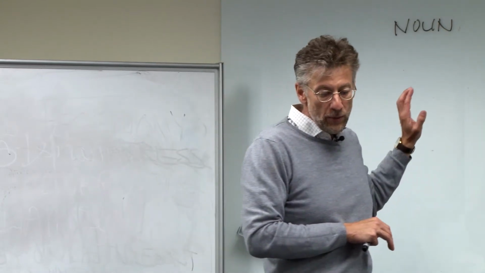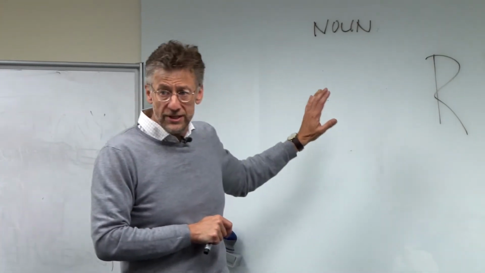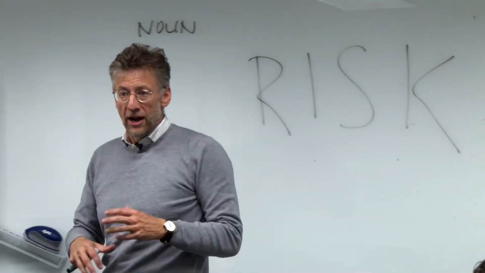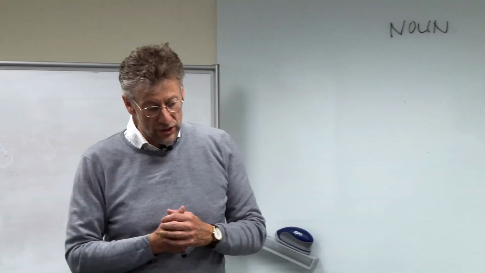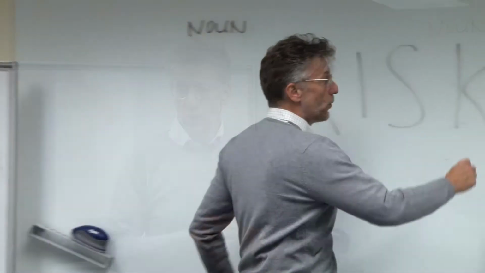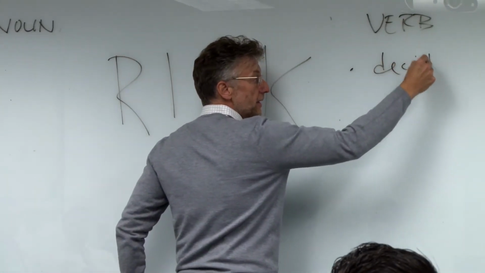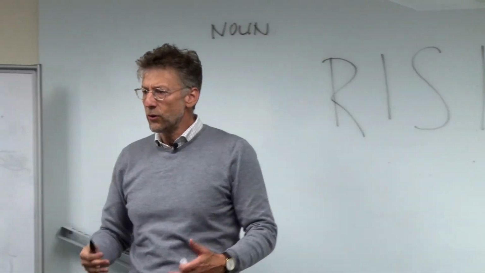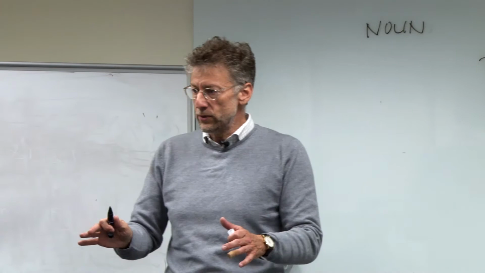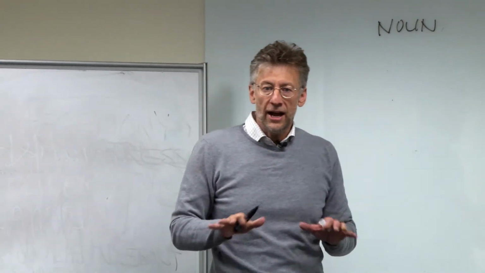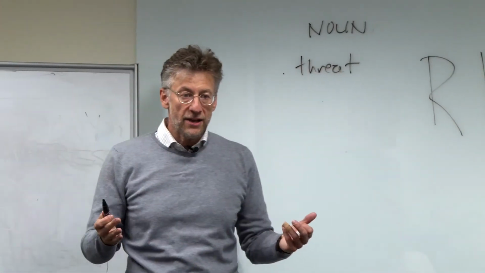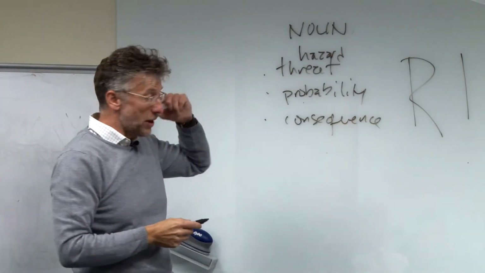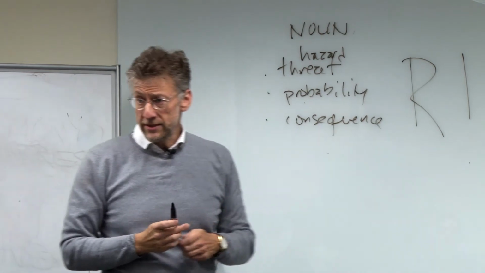So now what we want to do here is differentiate between risk in the English language as a noun and risk in the English language as a verb. I want to understand how this shows up in different ways. So one way that we think about risk as a verb is deciding, or to decide. Okay, that's cool. When we think about it as a noun, how do we think about it? So we can see it as a threat or a hazard. How else do we think about it? Okay, so I'm getting a hazard, a threat, a probability, a consequence.